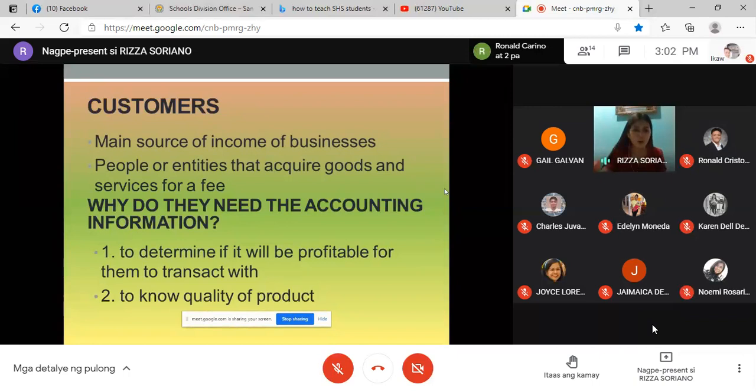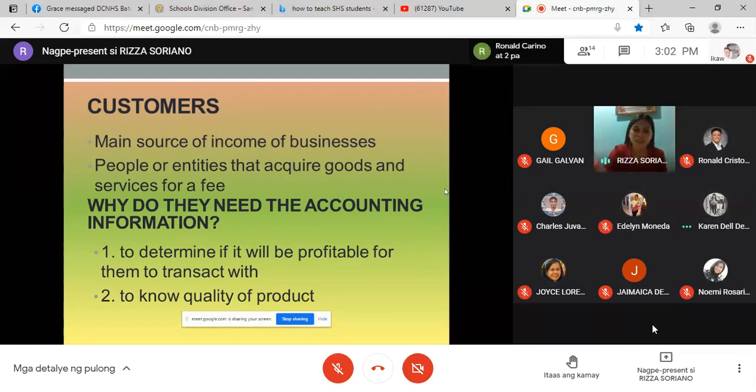Kasi kailangan ng customers. So, paano natin malalaman, ma'am, kung good quality or poor quality yung product nila based on their profit? So, syempre, kapag positive income, will the quality of product good or bad? Positive income, yung nakita natin accounting information doon sa financial statement. Okay, good. Very good.